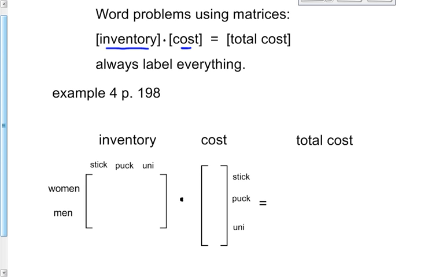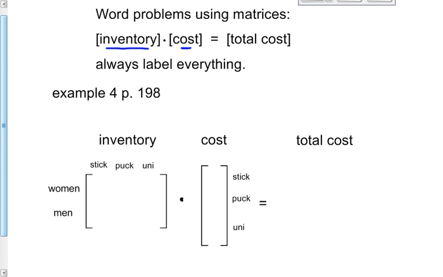Two hockey teams submit equipment lists for the season as shown. Each stick costs $60, each puck costs $2, each uniform costs $35. Use matrix multiplication to find the total cost of equipment for each team.